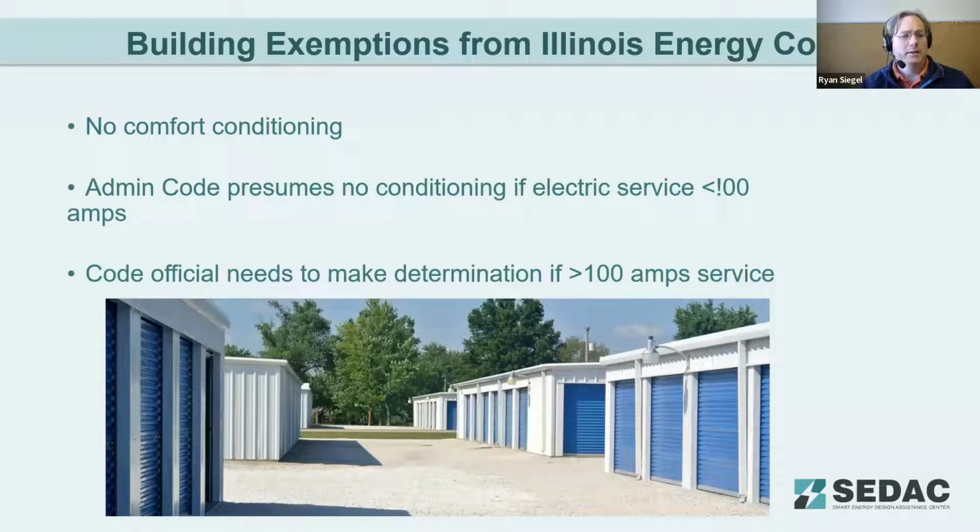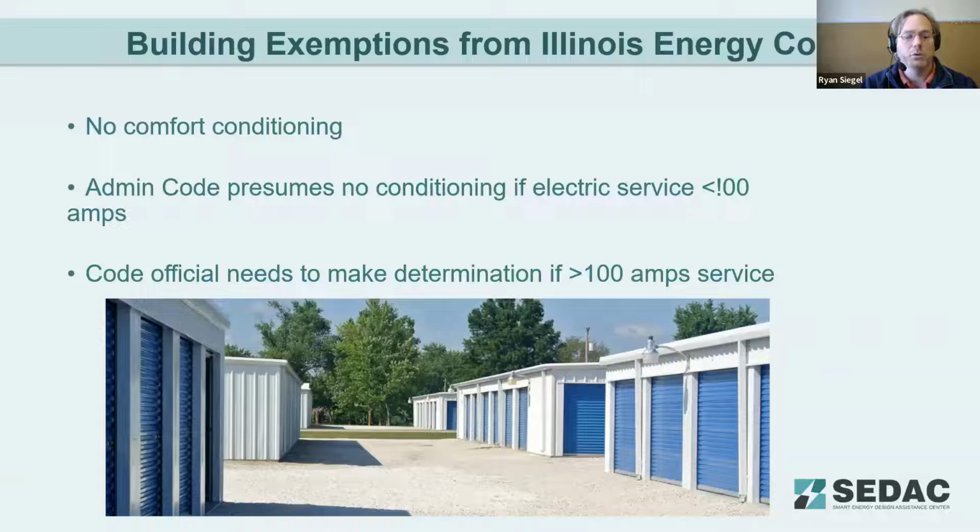So we talked a little bit about no comfort conditioning. The Illinois Administrative Code, which provides information regarding how the code does or doesn't apply, or conditions therefore, presumes that there is no conditioning if the electric service is 100 amps or less. If the electrical service is greater than 100 amps, 125, or even 200 or bigger, then the energy code presumes that the building will be comfort conditioned.